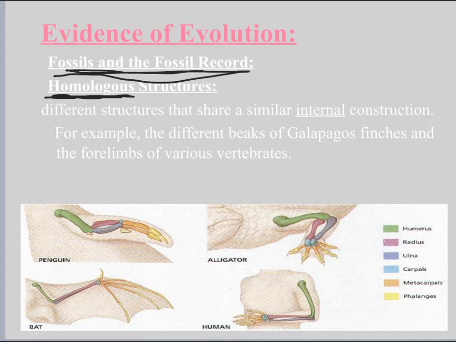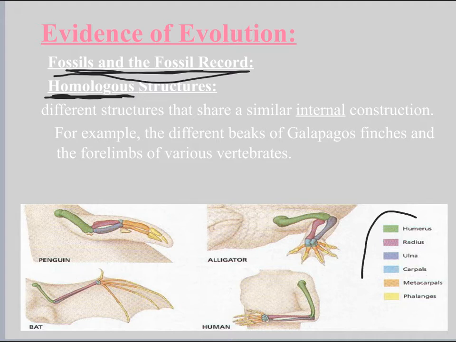Now the forelimbs of a whole bunch of different kinds of vertebrates, this is the same kind of thing. So I have 4 pictures down here: a penguin fin, an alligator leg, a bat wing, and a human arm. And each one of these structures, like I said, is for something different. Penguin uses it to swim, alligator uses it to walk, bat uses it to fly. We use our arms to pick things up. So super different on the outside, and also very different functions. But when you look at the internal anatomy, they're very similar to each other.